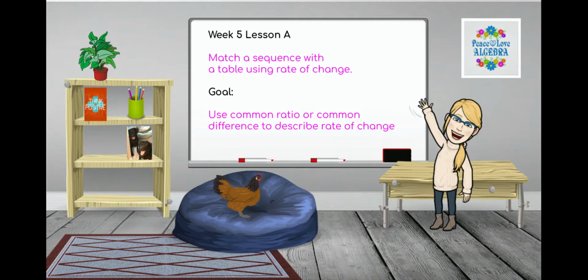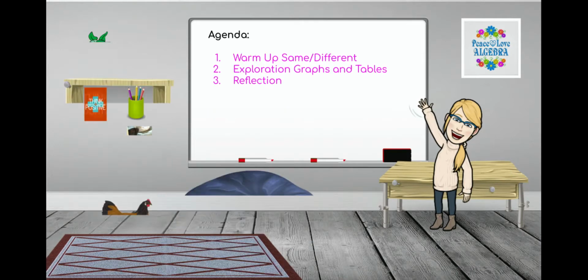This lesson is called Match a Sequence with a Table using Rate of Change. And our goal today is going to be to use the common ratio or the common difference to describe rate of change. Common ratio is when you find the next number in a sequence by multiplying. Common difference is finding the next number in a sequence by adding or subtracting.